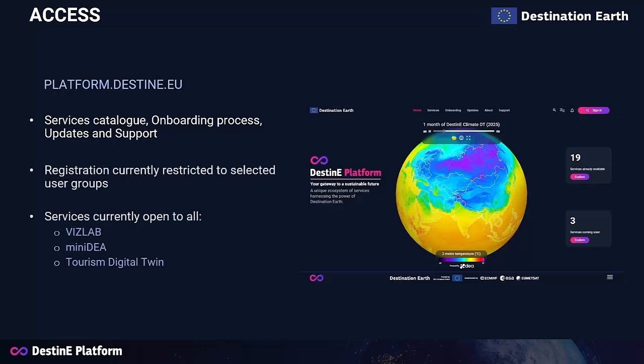Registration to the DestinE platform is currently restricted to selected user groups, although there are a number of services that are currently open to all.